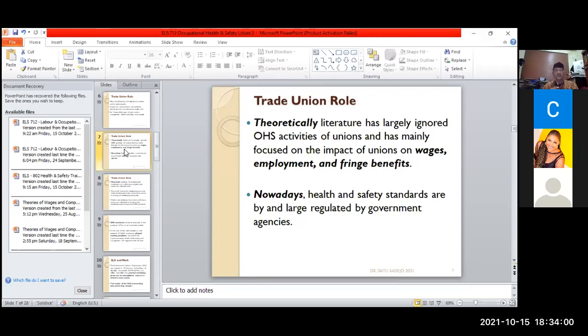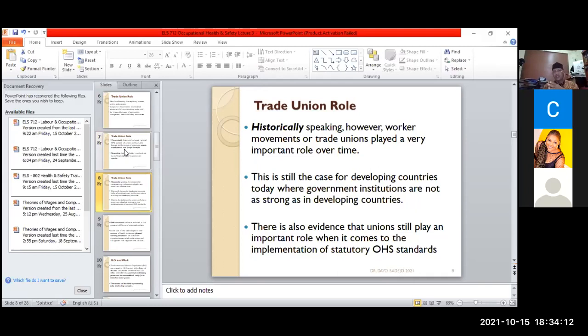It's supposed to be the one that makes sure that the workplace is fully compliant when it comes to occupational health and safety. But that's another story for another day. Now, historically speaking, as I've said earlier, the workers' movement and trade unions have played a very important role over time when it comes to occupational health and safety in the workplace. And this is still the case for developing countries today, where government institutions are not as strong as in developed countries, as the case may be. We have them, you will see later as we go on, but they are not so strong.